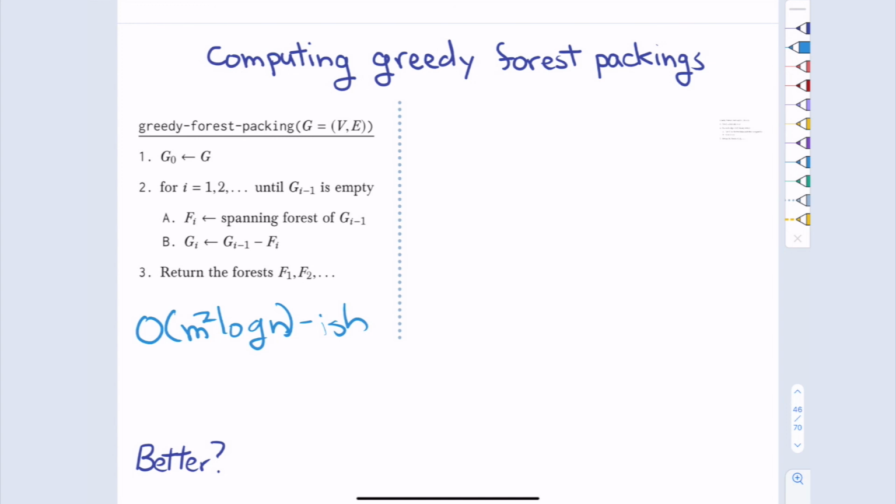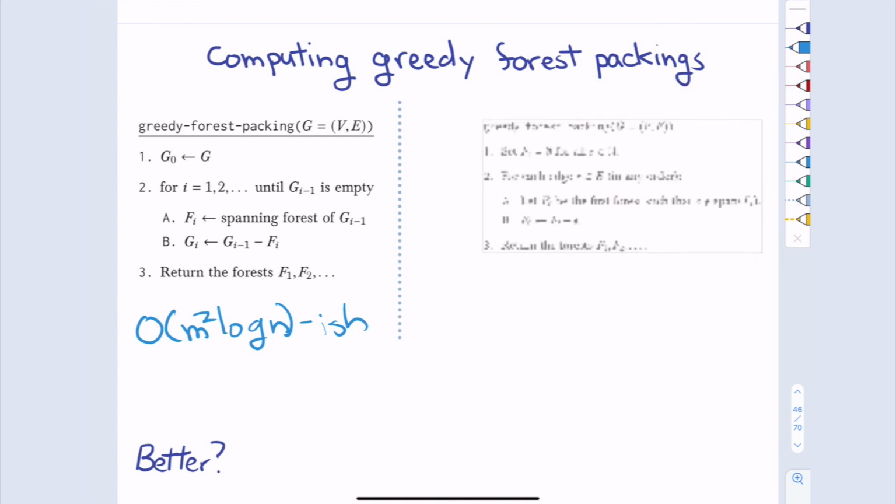Very quickly, does anyone want to suggest a faster way to implicitly do this? We now know this preserves cuts, but it's a little bit slow. M squared time is a little bit slow. So we're going to do something a little bit closer to m, like m log n or something.